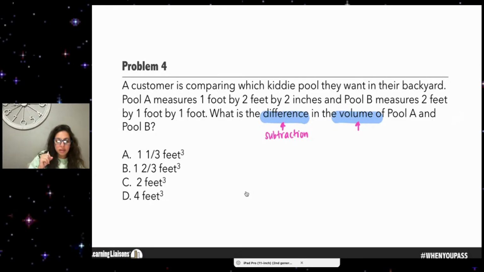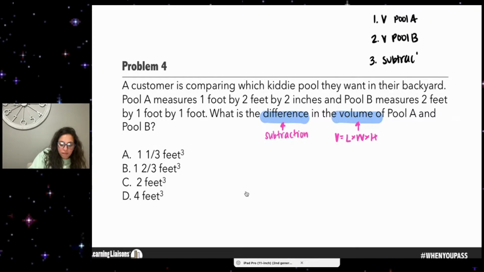We can assume that these are rectangular pools, and this problem should say something to the effect of rectangular pool A measures 1 foot by 2 feet by 2 feet. Rectangular pool B measures 2 feet by 1 foot by 1 foot. And the volume of a rectangular prism is length times width times height. So step 1 is I need to find the volume of pool A, find the volume of pool B, and then subtract.